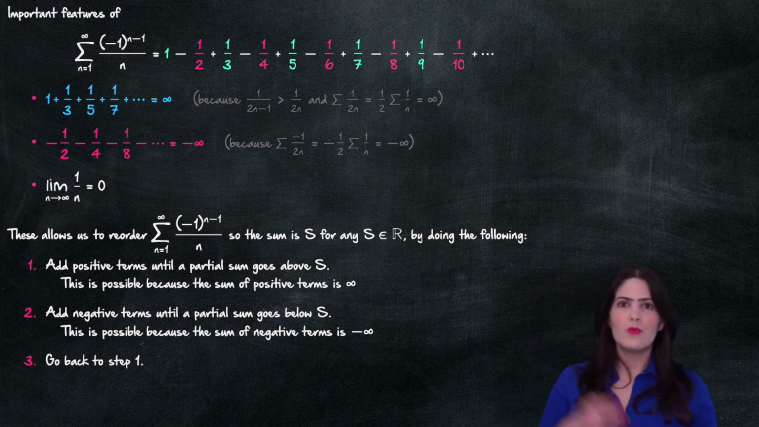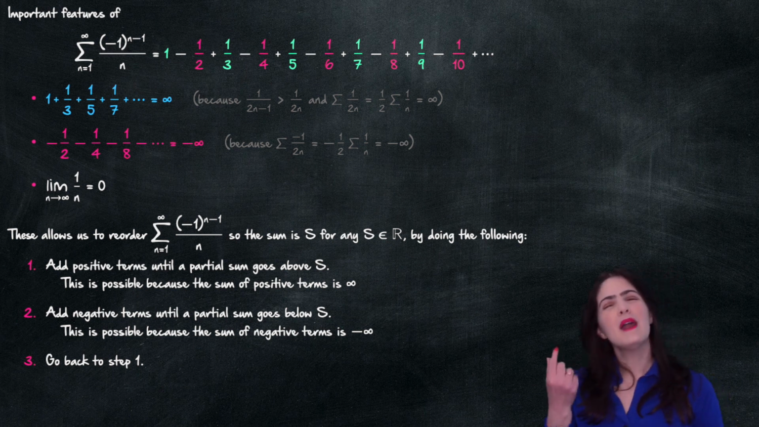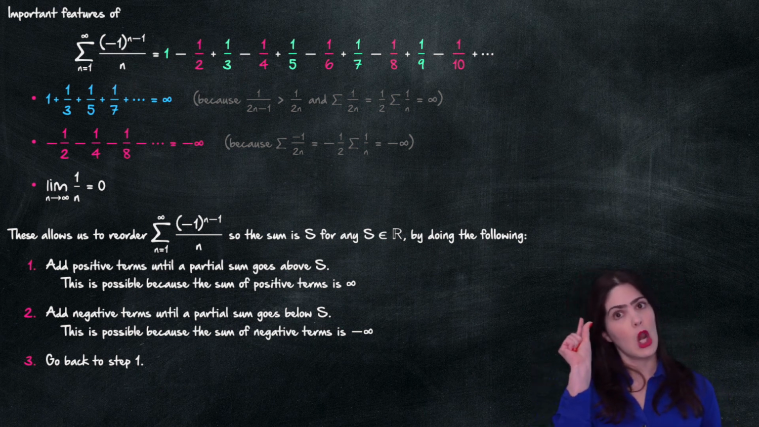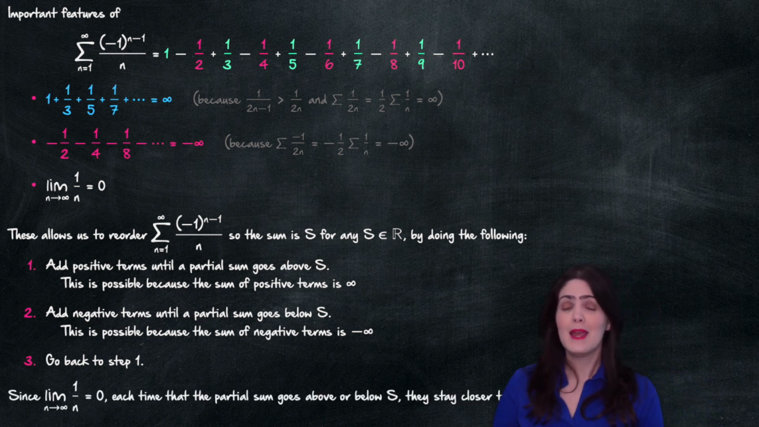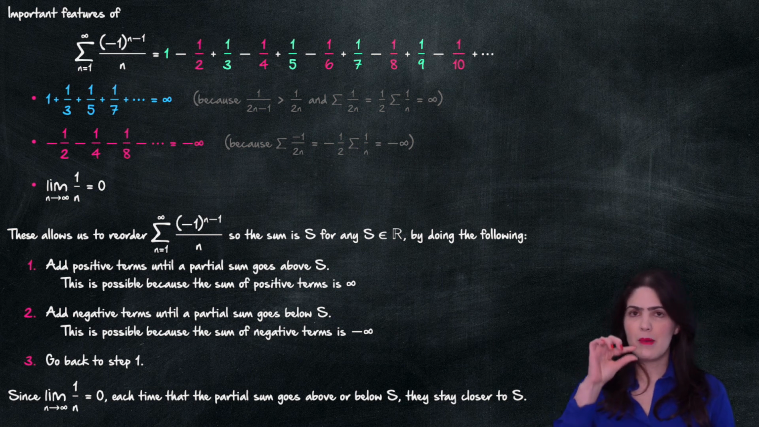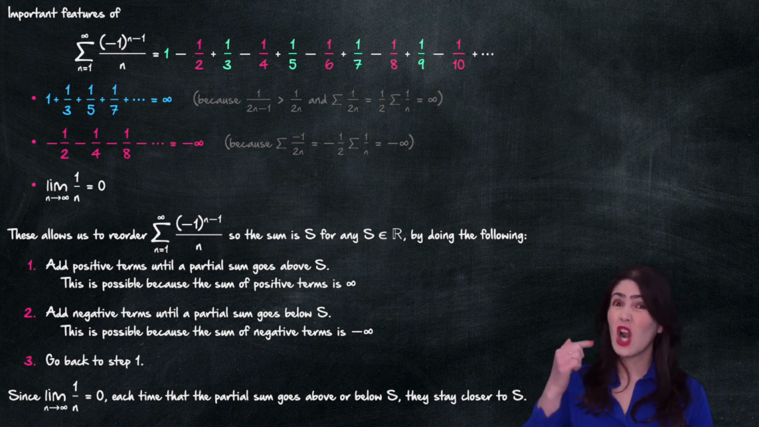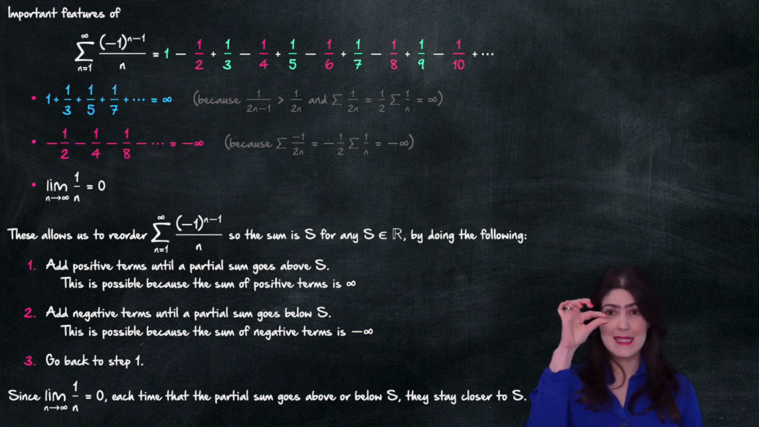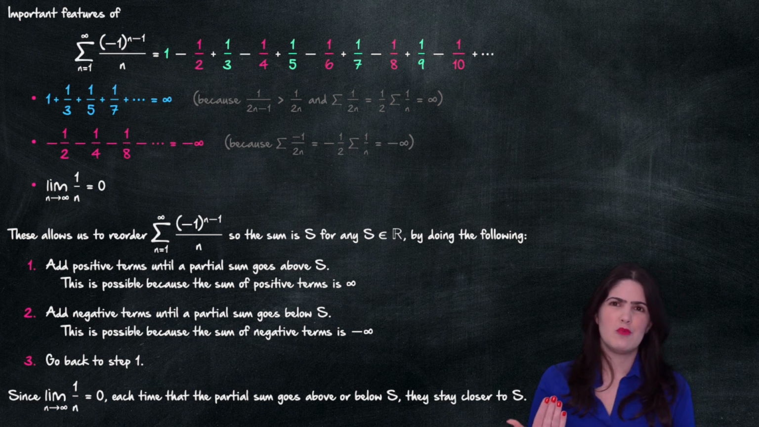Okay, so we have a way of going above s and below s. But then how can I guarantee that I'm getting very, very close to s? Well, because the limit of 1 over n is equal to 0, each time that the partial sum goes above or below s, they stay closer to s, because the distances that I'm traveling become much, much smaller. And that is the idea of this proof, and that is how this works.